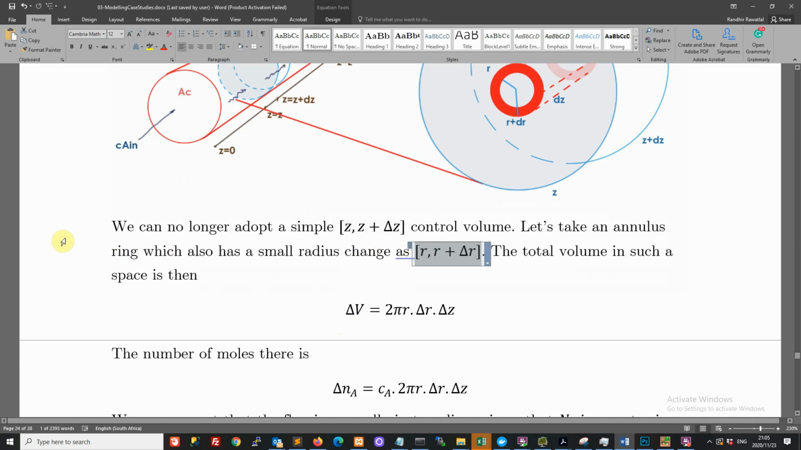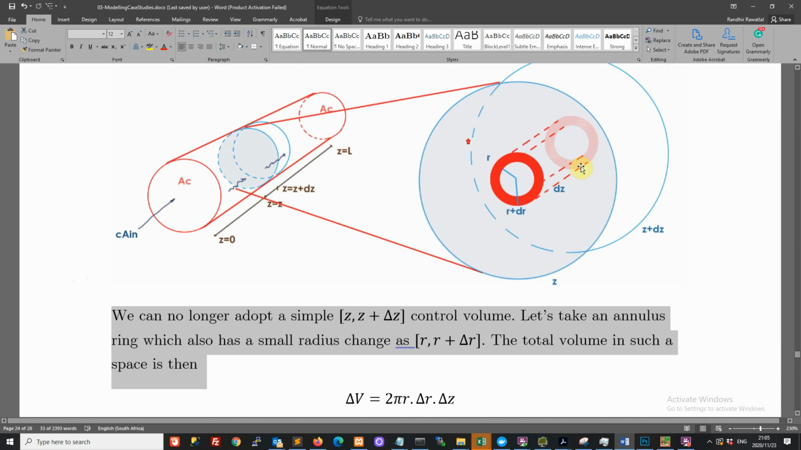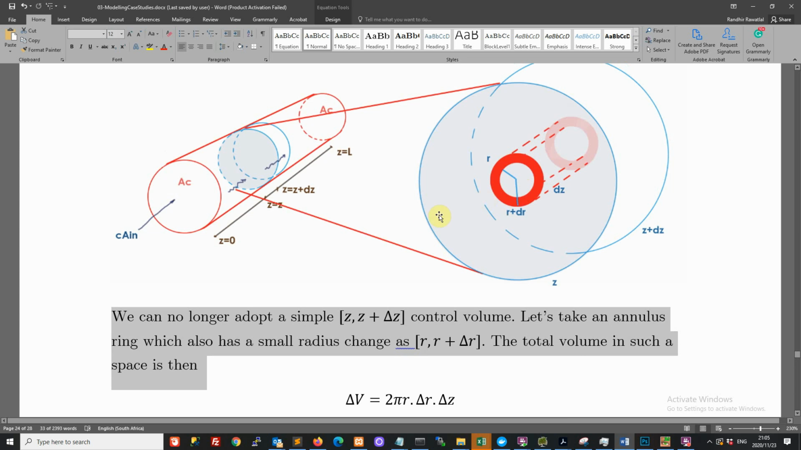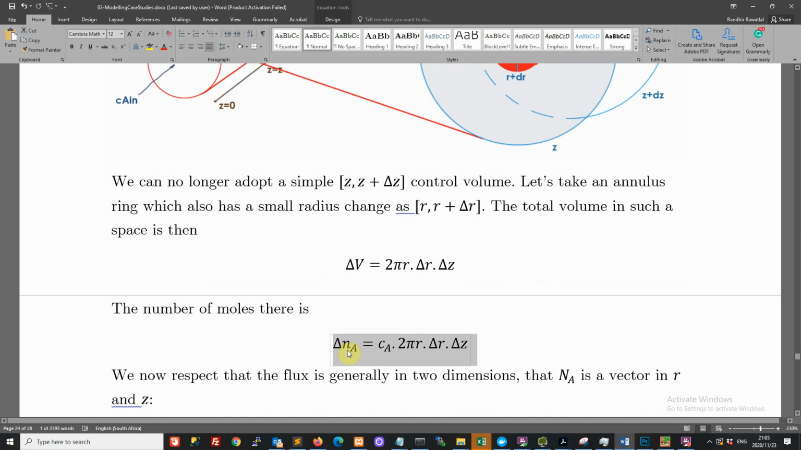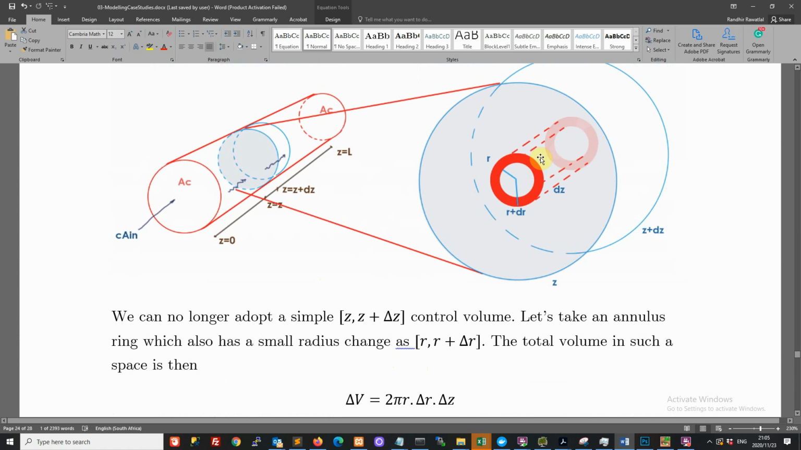Right, and now that we've done this, now that we've chosen our control volume, we can go ahead and estimate the usual things. Our usual process is to start by talking about the number of moles in the space. So we write the concentration in the space, and we multiply that by the volume of the space. In this case, the volume estimate is a little bit more complicated.